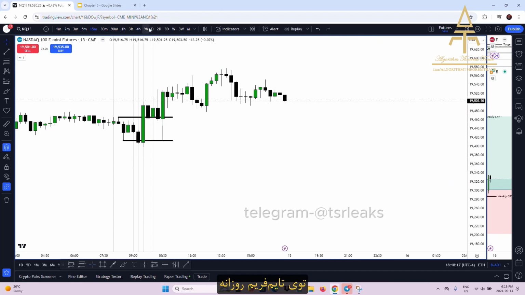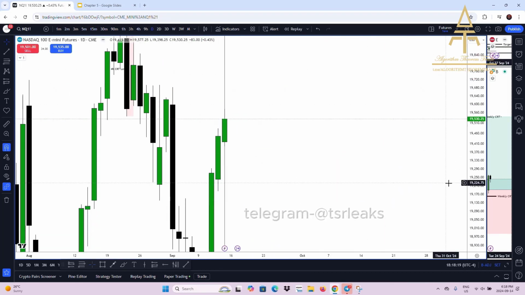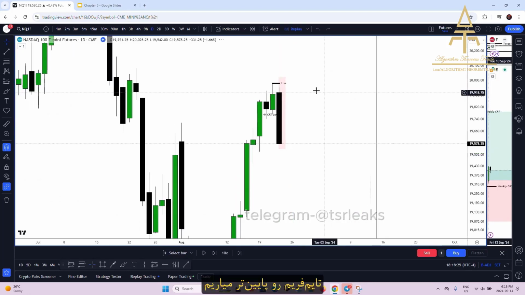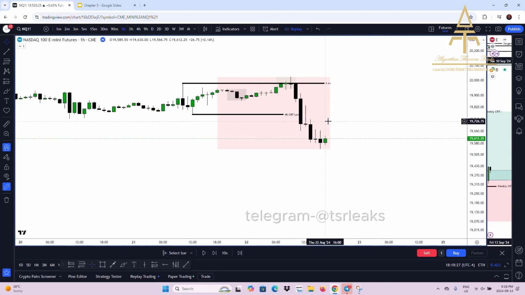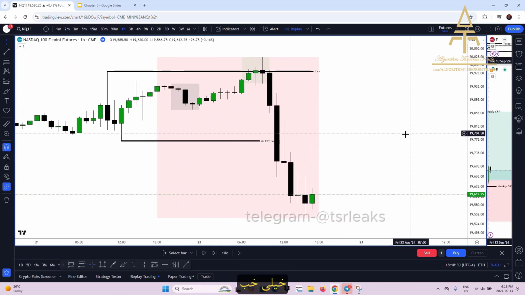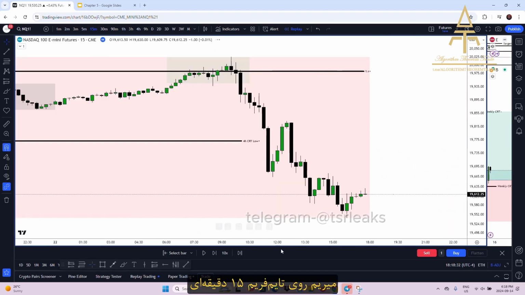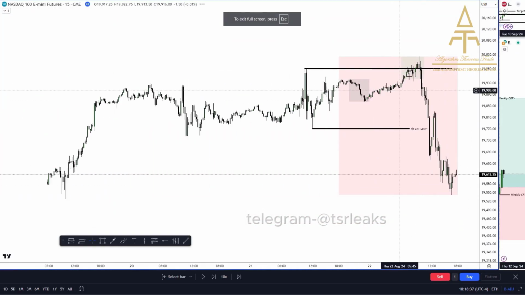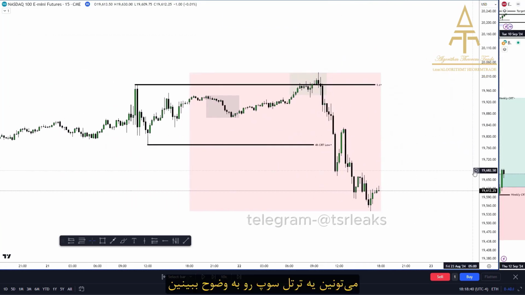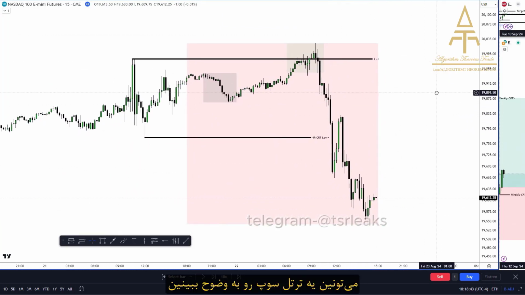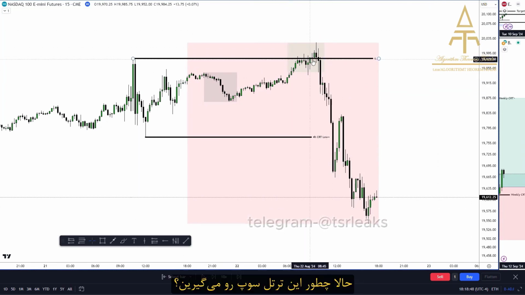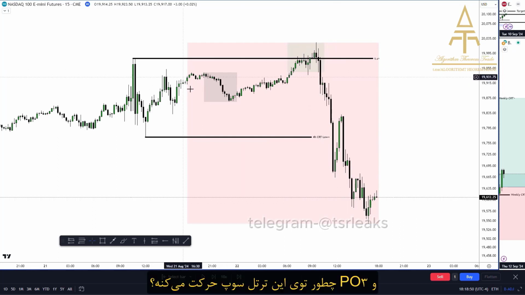On the daily time frame, I'm going to just drop back time frames. All right. Hopping down to a 15-minute time frame here. You can clearly see a turtle soup. Now, how do we catch this turtle soup? That's the real question. And how does the power of 3 play into this turtle soup?